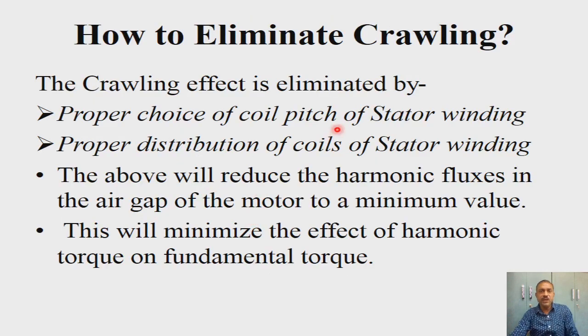Now how can we eliminate the crawling effect? The crawling effect can be eliminated by proper choice of the coil pitch of the stator winding, and proper distribution of the coils of the stator winding. If those two factors are done with due consideration, they will reduce the harmonic fluxes in the air gap of the motor to the minimum value. So the seventh harmonic torque, whatever is produced, will be minimized, its effect on the fundamental torque will be minimized, and ultimately we will be able to eliminate the crawling in the three-phase induction motor.